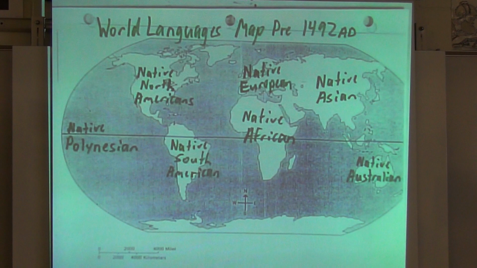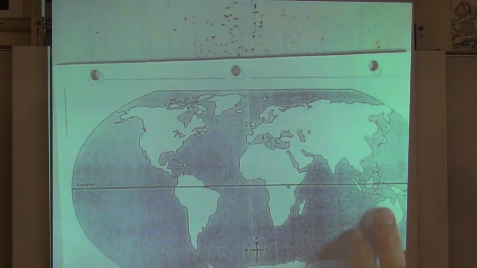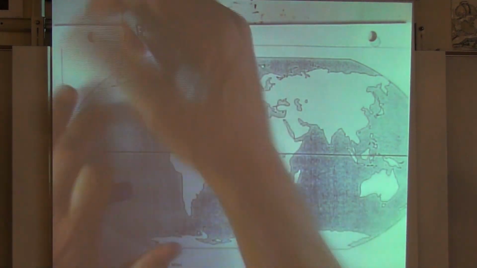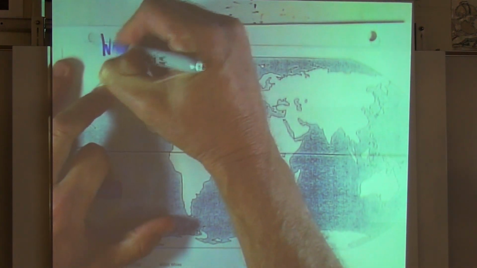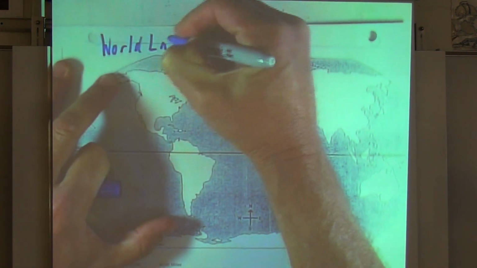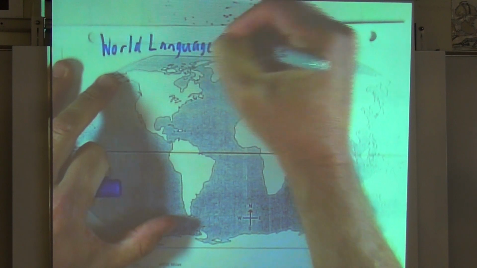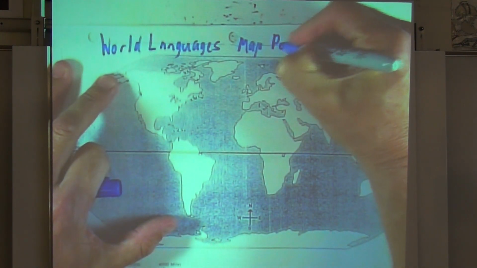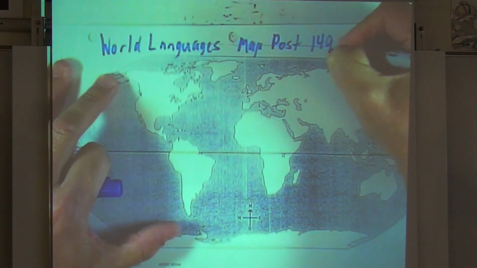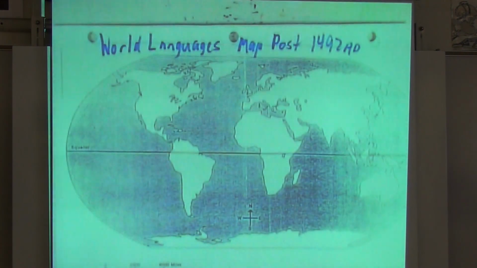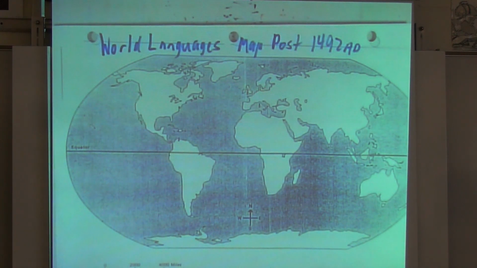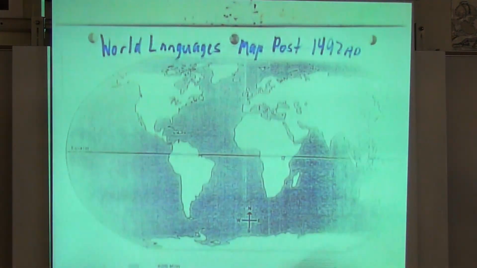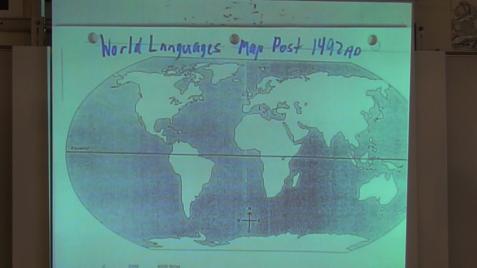Okay, now let's move on to the next map, shall we? And I'm sure you can guess what this one is going to be called. This one is going to be called the World Languages Map. And of course, this one will be called post 1492 AD. All right, post 1492. Obviously, after 1492. And the best way to think about this is today. What is spoken in these places today?